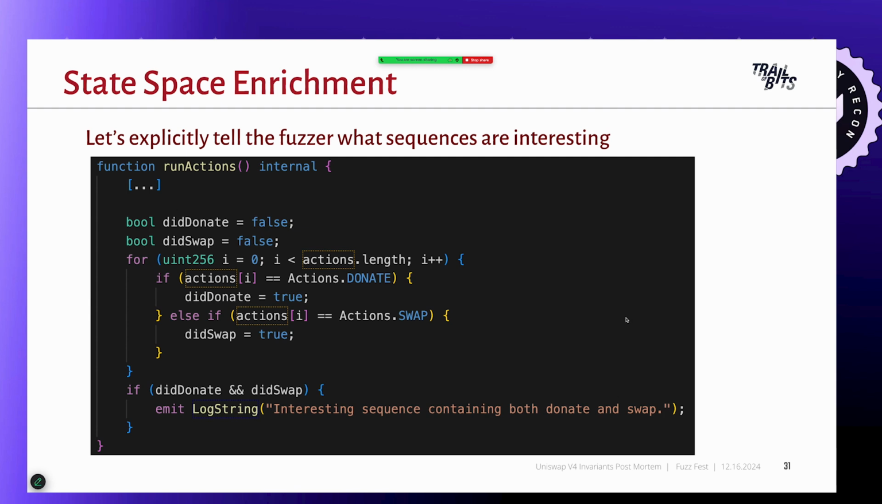So state space enrichment and adding a canary here is about adding a branch. Technically, this log doesn't have to be here.